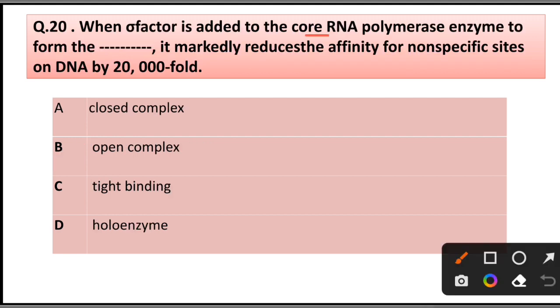Question number 20. When sigma factor is added to the core RNA polymerase enzyme to form the dash, it markedly reduces the affinity for non-specific sites on DNA by 20,000 fold. Closed complex, open complex, tight binding, holoenzyme. Answer is option D. Holoenzyme.